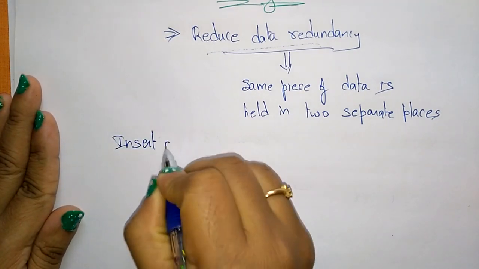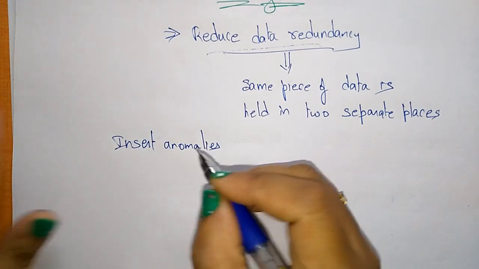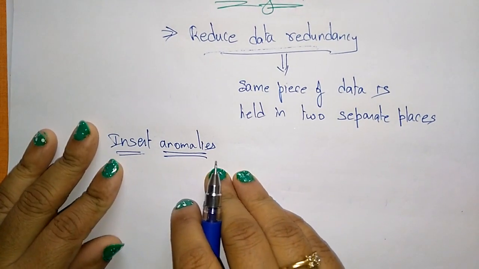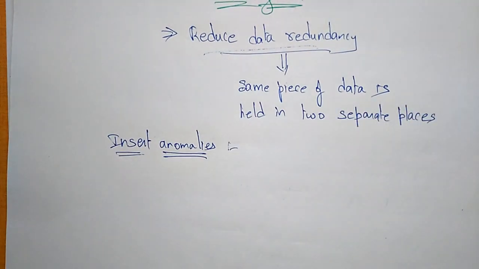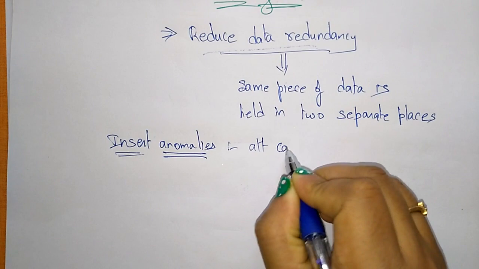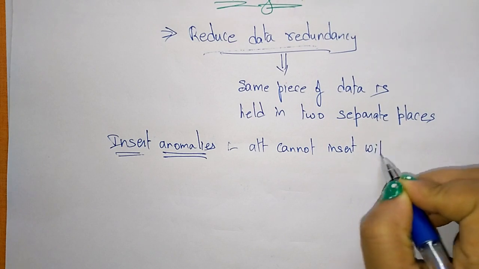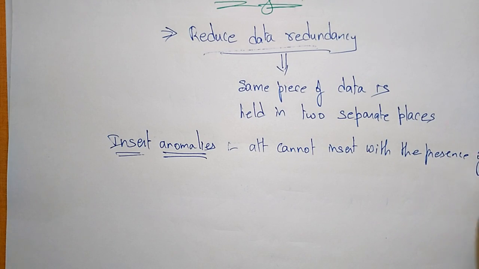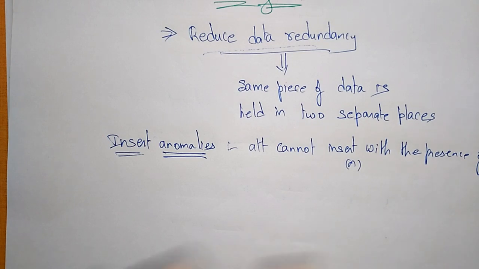Insert anomalies. Data redundancy leads to various problems, like first the insert anomalies. Insert anomalies means attributes cannot be inserted without the presence of another attribute, meaning it depends upon that other attribute. Or we try to insert data in a record that does not exist at all.